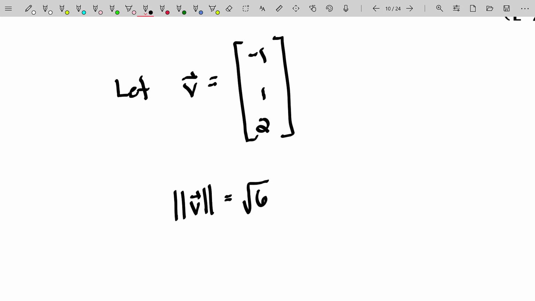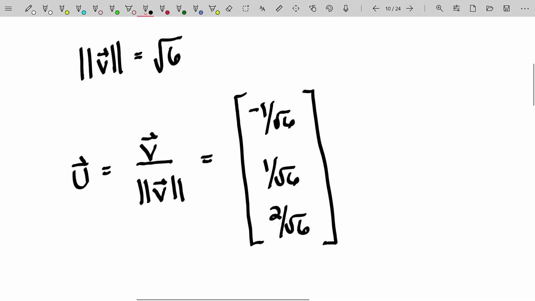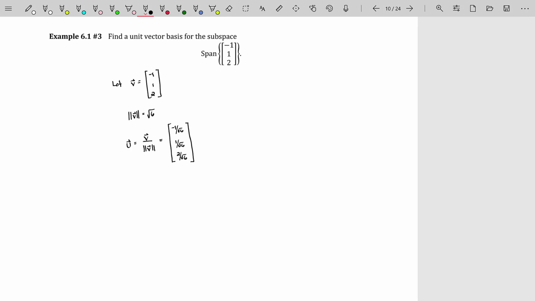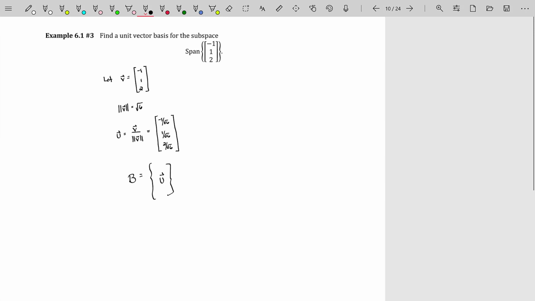Now, we actually found the magnitude of that vector earlier, so not a big deal. As a unit vector, we get this. That is a vector in the same direction as the original vector v, just with a unit length. So that will be our basis for the subspace spanned by our original vector. There we go. The basis is just the set of the vector u.